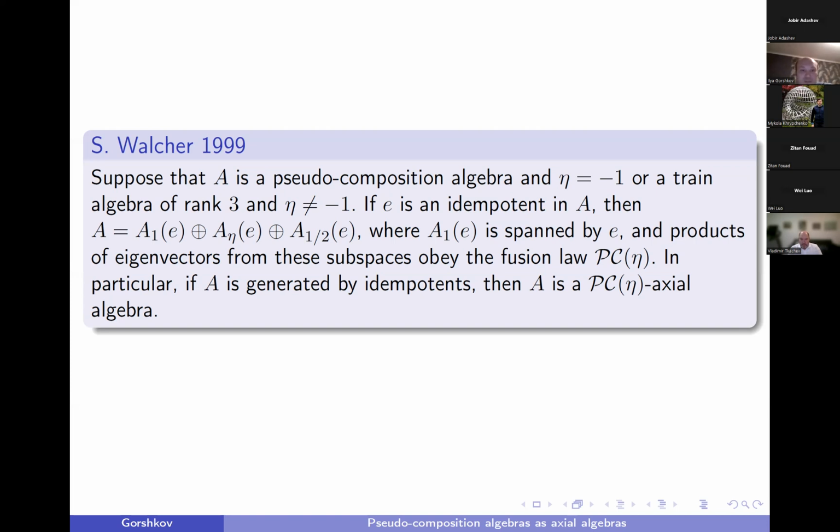In particular, this signifies that if A is generated by idempotents, then A is an axial algebra of pseudo-composition eta type. In general, this is the Peirce decomposition theorem for these algebras, and we see that algebras of this type have a good Peirce decomposition and a good fusion law.